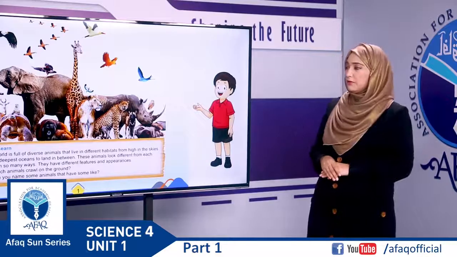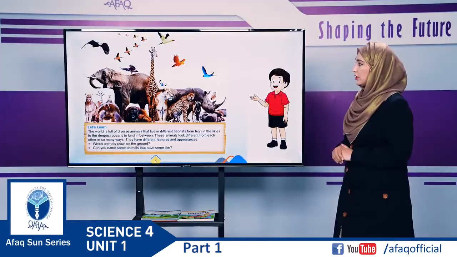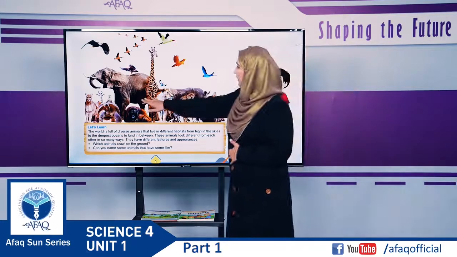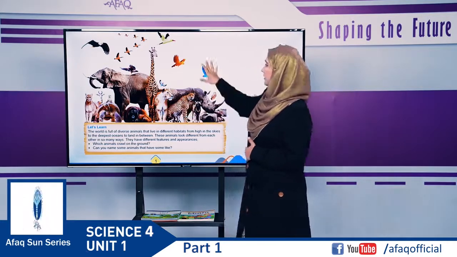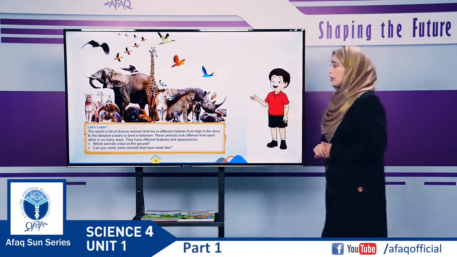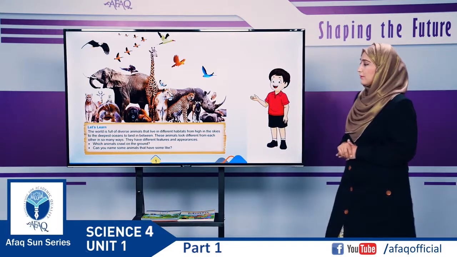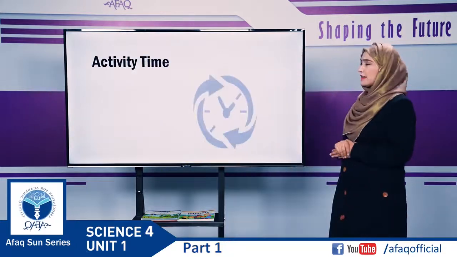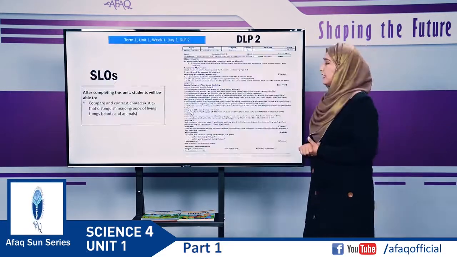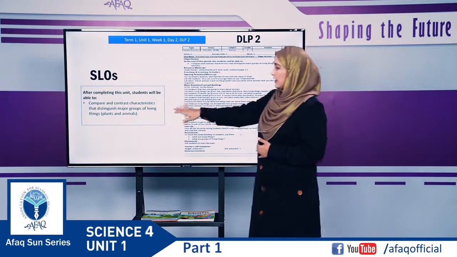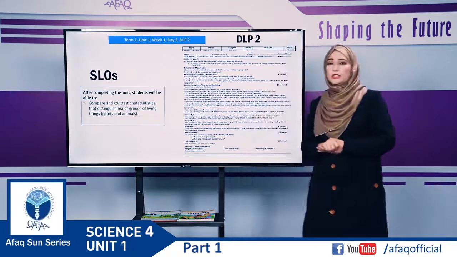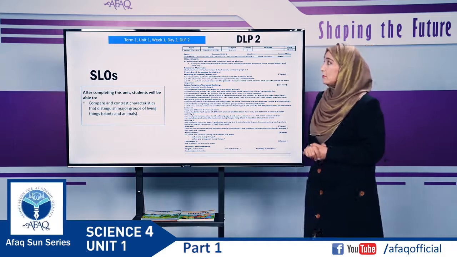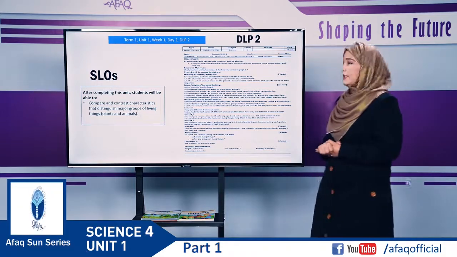Now open your book page number 1 and look at the picture. You can see lots of animals in this picture. You can see elephant, tiger and some birds flying in this picture. Now what you have to do is you have to answer the question given at the end of this picture. It's activity time. In this period, we are going to cover one SLO, and the complete methodology for this SLO is given in our DLP 2 that falls in Term 1, Unit 1, Week 1 and Day 2.